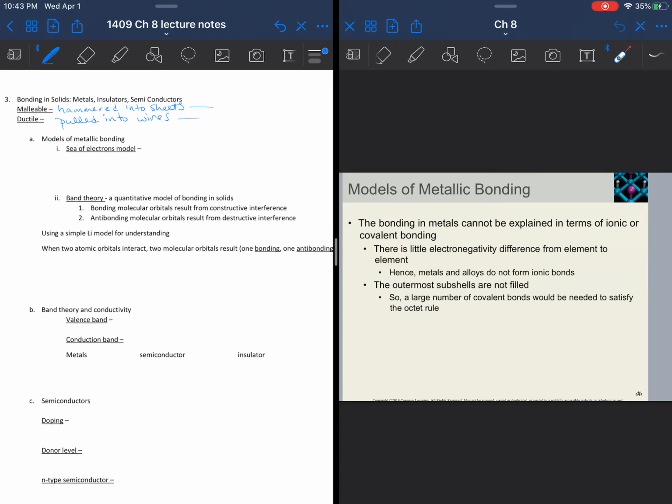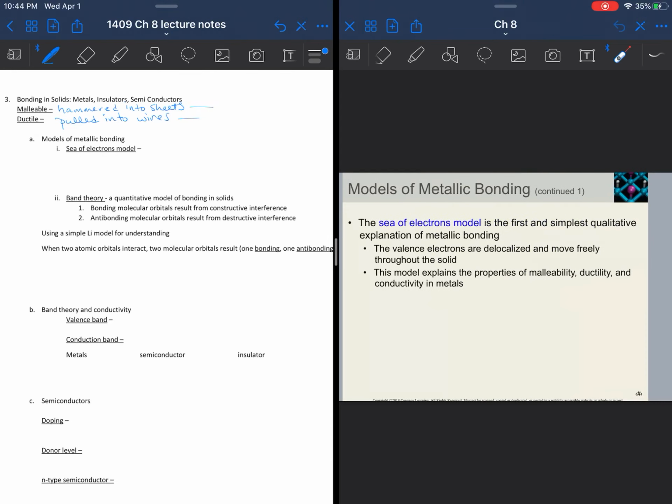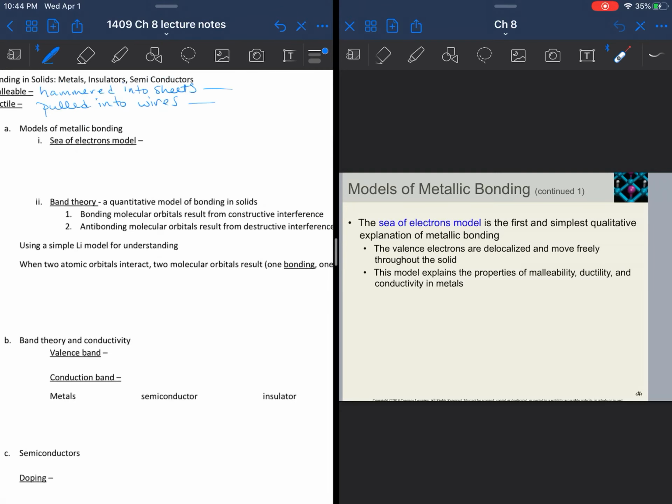There's a couple different models, right? We saw different theories of covalent bonding. We have two that we're going to look at for metallic bonding. The first and the most simple, it's just a qualitative model, is called the sea of electrons. This helps us to understand malleability, ductility, and conductivity.